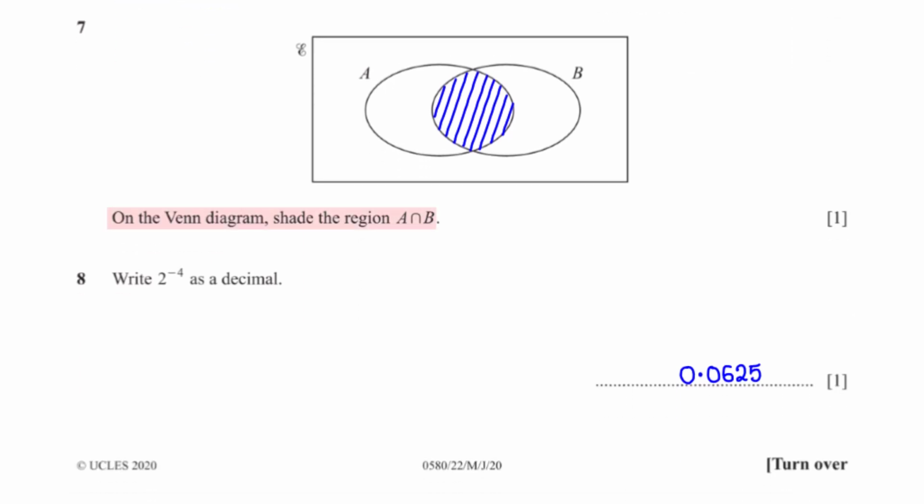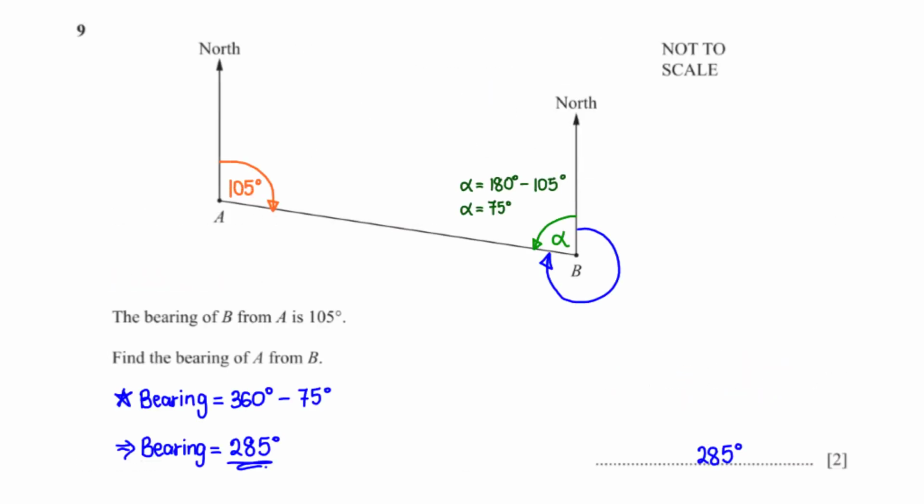On the Venn diagram, shade the region A intersection B. A intersection B is the region common to sets A and B, and all we need to do is shade that region. Write 2 raised to the power -4 as a decimal. When we type 2 raised to the power -4 on the calculator, we get 0.0625.